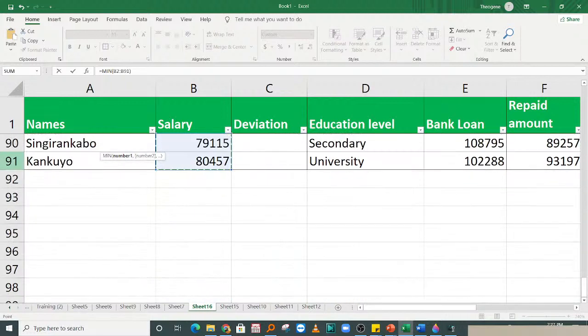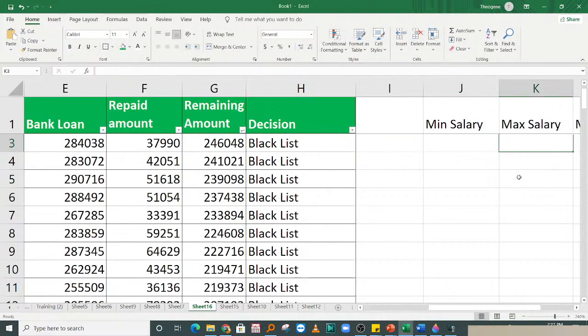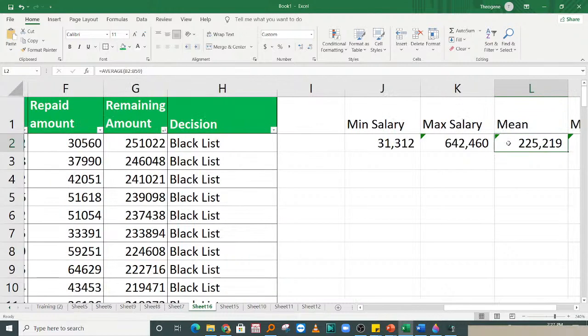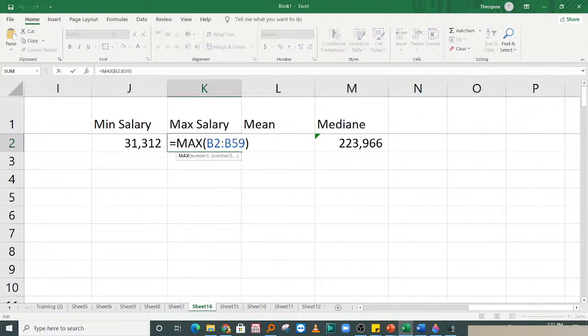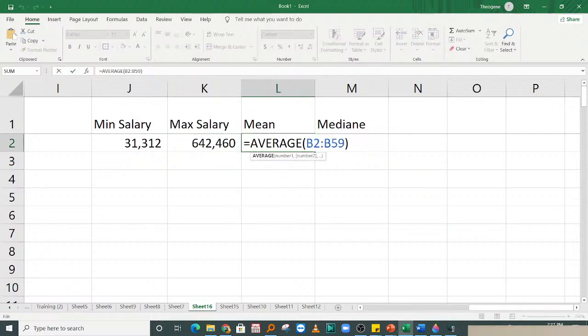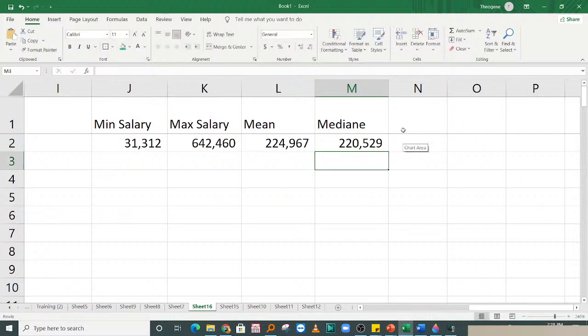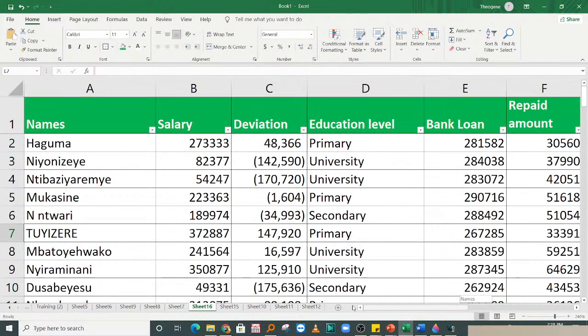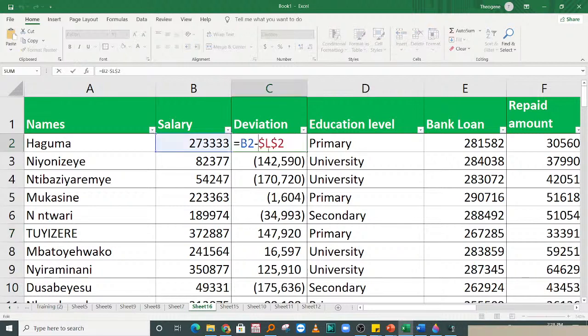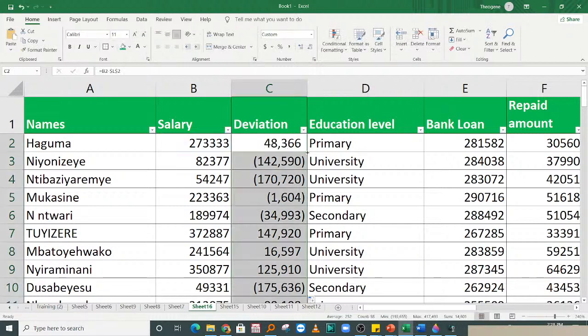You see, the last row is 91, so we made a mistake there. Here the mean salary is not 59, it is 91. Also this is not 59, it is 91. So the median is not 59, it is 91. Then we remove the deviation there, and scroll down to find other deviations.